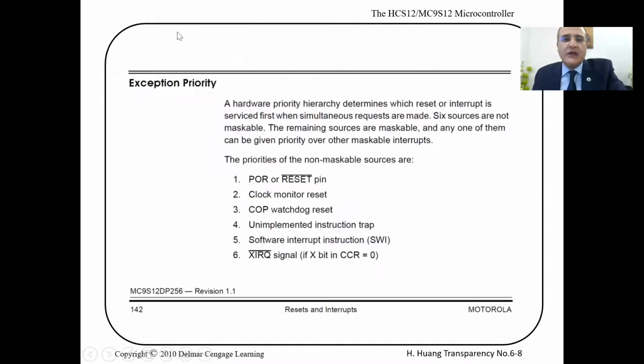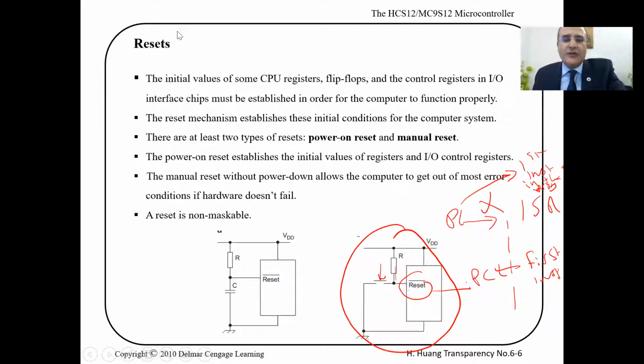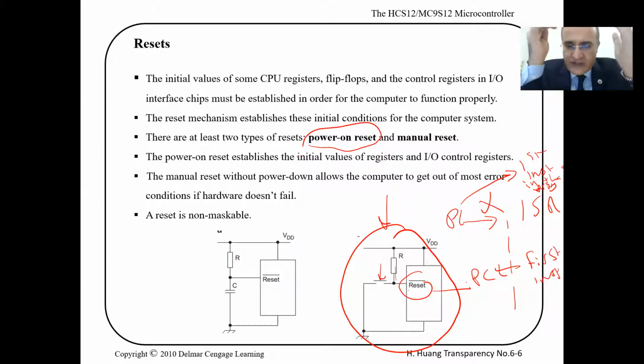So the only difference between a reset and an interrupt is that a reset does not save the CPU status and the return address. You cannot return. A reset just makes the program counter go to the first instruction, to address 4000. That's it. That can be either manual or a power on reset. Why do we need to do a power on reset? When you first power on your microcontroller, you need to do a reset. Why?